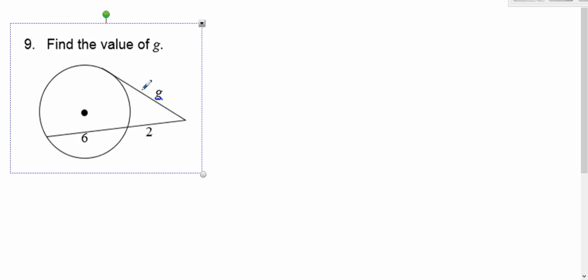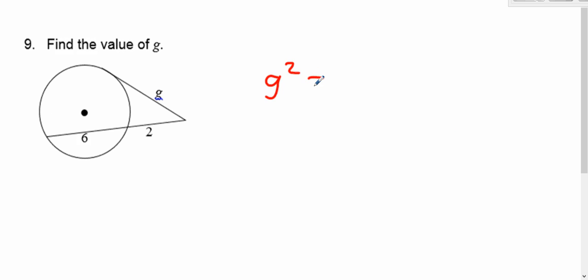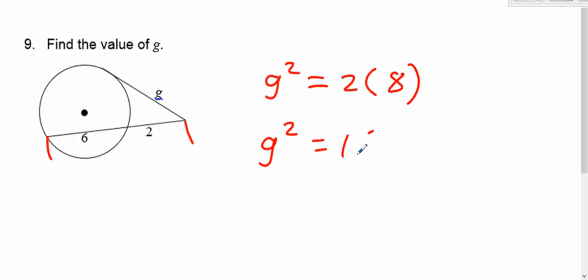Here's another tangent with a secant. The tangent segment squared equals the outside portion, 2, times the whole length, 6 plus 2 is 8. 2 times 8 is 16. So G equals 4.